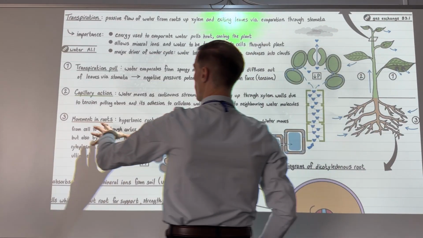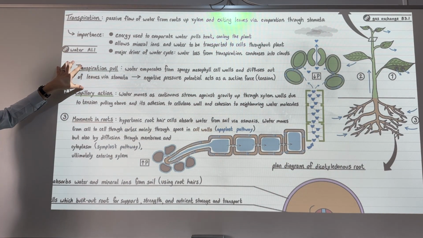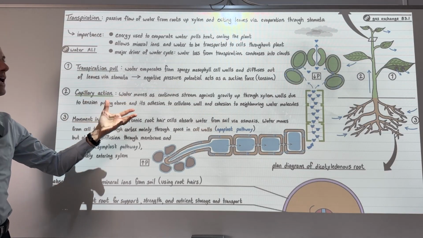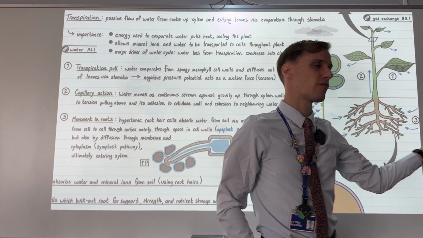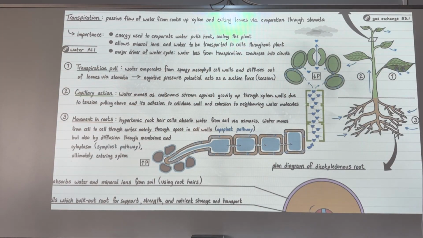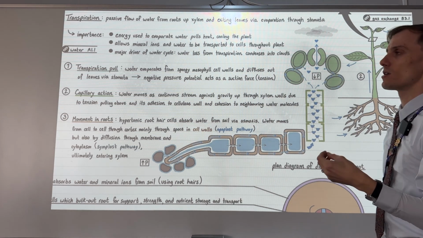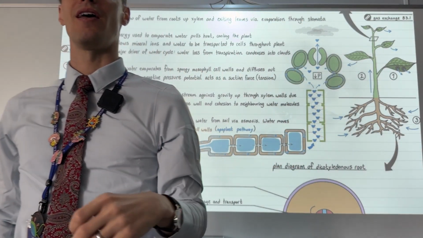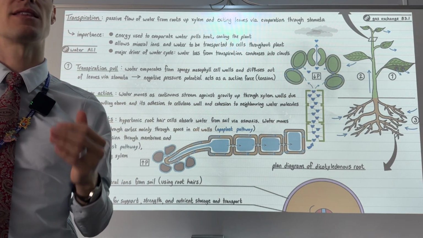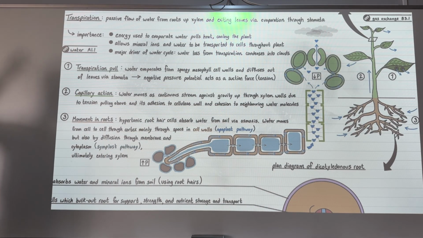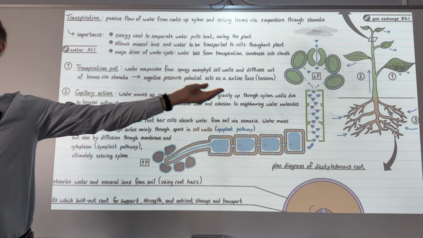So the reason I'm starting with the leaves is that if I have a movement due to a pressure differential, I want to know what the driving force of that pressure differential is. And in this case, the driving force is water evaporation. And that is almost always caused by the sun. So the sun is causing water to evaporate, and we've discussed this in B3.1.